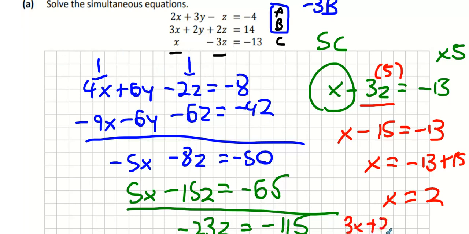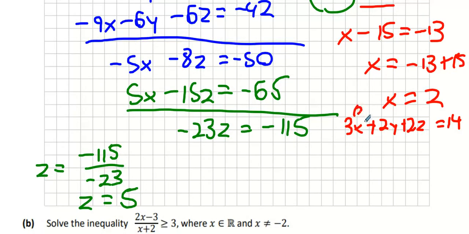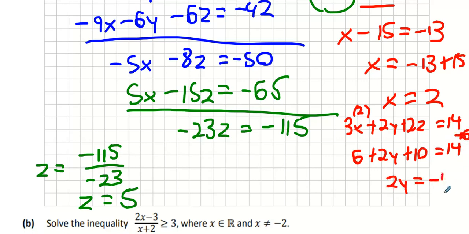3x plus 2y plus 2z equals 14. And what we'll do is x is 2, so 3 times 2 is 6. Z is 5, so 2 times 5 is 10. That's 16 on the left, and when you move it to the right, it's minus 16. So I'm going to get 2y equals 14 minus 16, which is minus 2. And then I'm going to get y equals minus 1.